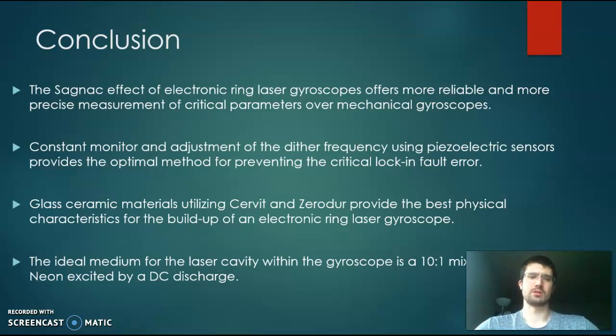Glass ceramic materials provide the best physical characteristics. These ceramics are the best to use for lasers and provide the best laser quality over the course of the ring laser gyroscope. The ideal medium inside the laser cavity is a 10-to-1 mixture of helium and neon. The two isotopes of neon provide the best quality, and this helps to deliver more accurate and precise readings, and therefore a better, more reliable system for the aircraft to use.